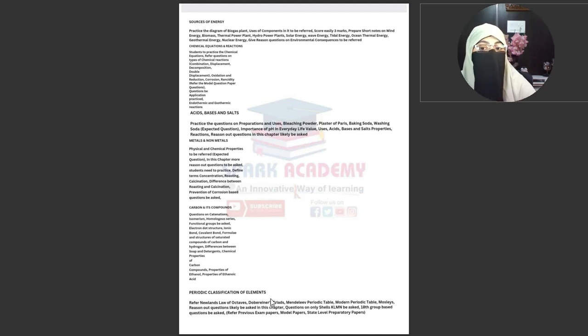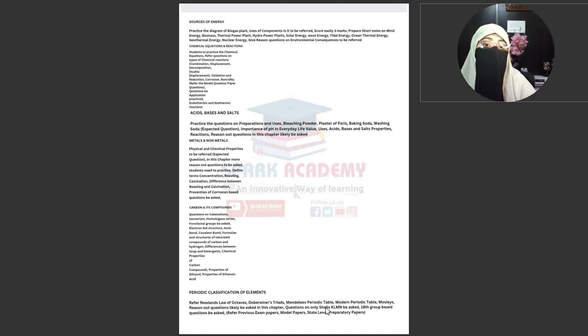Now coming on to the last chapter, the periodic classification of elements. In this, mainly the laws will be asked: Newlands' law of octaves, Dobereiner's triads, Mendeleev's law, the modern periodic law, then Moseley's. Reasoning questions are likely to be asked, though I don't think so from this chapter. If asked, it will be something like why Mendeleev left a few gaps in the periodic table, for example for zinc. So these kinds of reasoning questions.